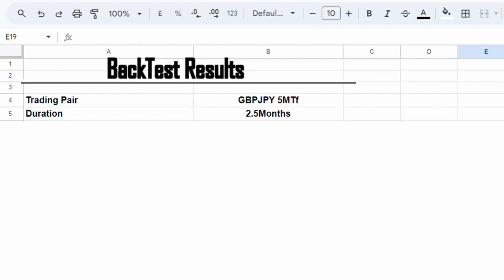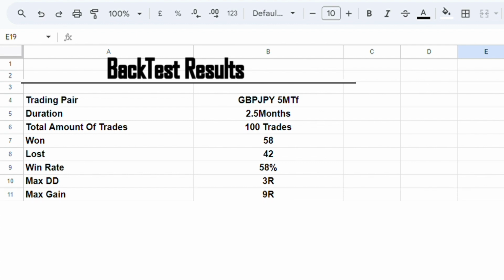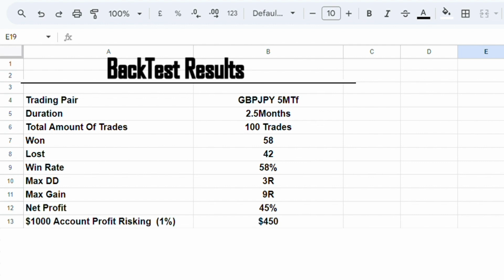Wow, so in 2.5 months we took 100 trades, 58 won and 42 lost, which means we had a win rate of 58%, a max drawdown of 3% and a max gain of 9%. And when going for a 1.5 risk to reward, that is beautiful, especially with the max gain being 3x the max drawdown. The net profit was 45% in 2.5 months, which equates to $450 made on our $1,000 account. So this is by far the best strategy on this channel, and I recommend all of you to go and backtest this for yourself.